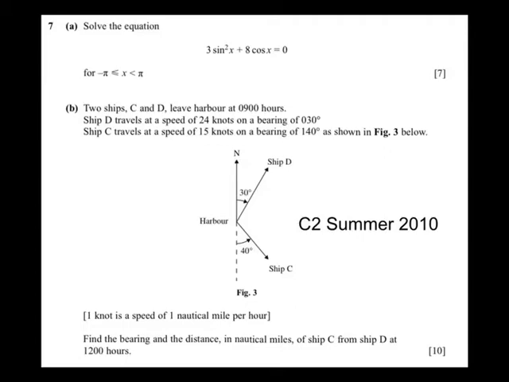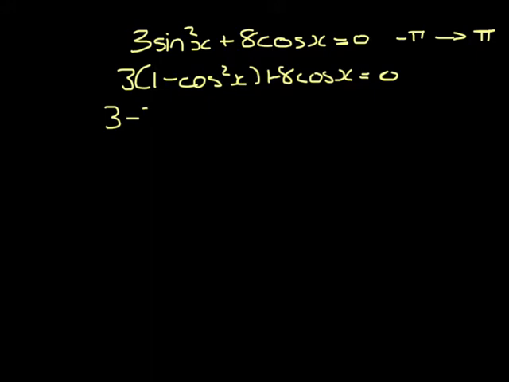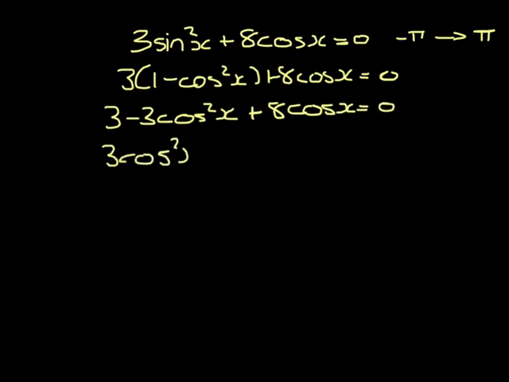C2 Summer 2010 question 7. Solve this trig equation. We need to rewrite sine squared x as 1 minus cos squared x. So that gives me 3 upon 1 minus cos squared x plus 8 cos x equals 0. So 3 minus 3 cos squared x plus 8 cos x equals 0. I'll multiply by minus 1. So 3 cos squared x minus 8 cos x minus 3 equals 0.